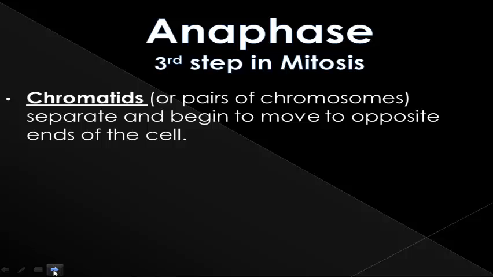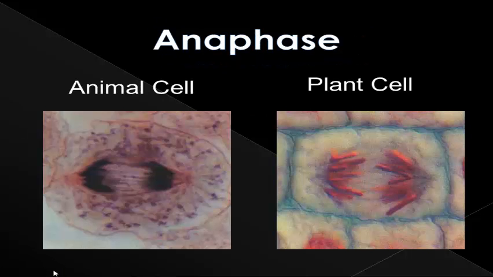Now, because of the pulling and because of the massive violent pulling apart and breaking of the centromere, you start seeing the cell split. And so we see anaphase in the two under a microscope. We see anaphase taking place.